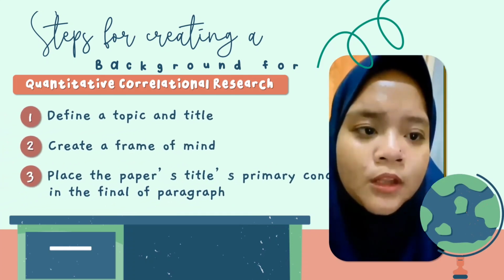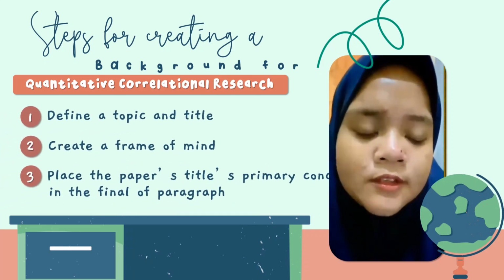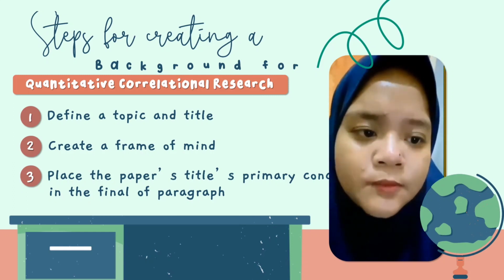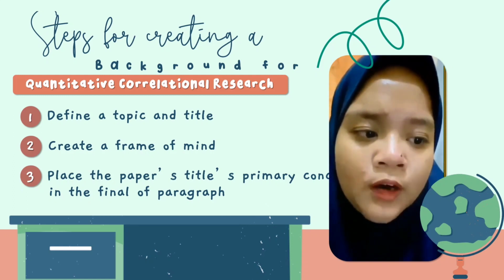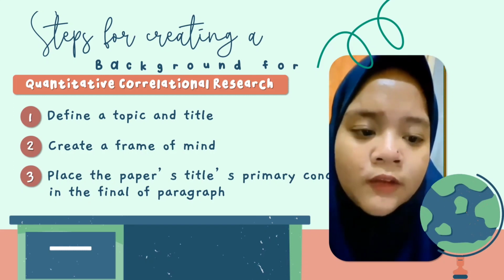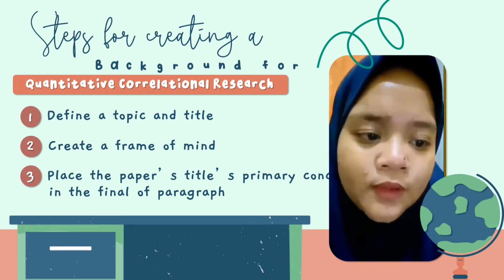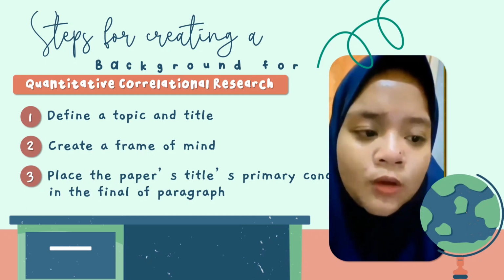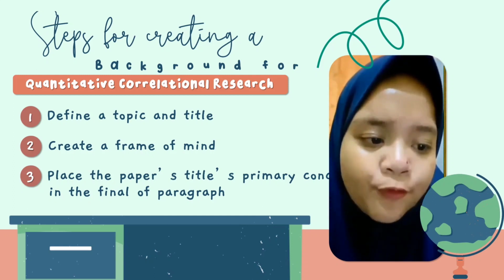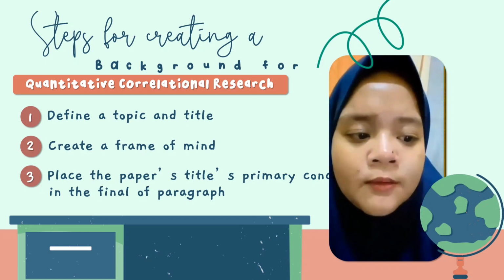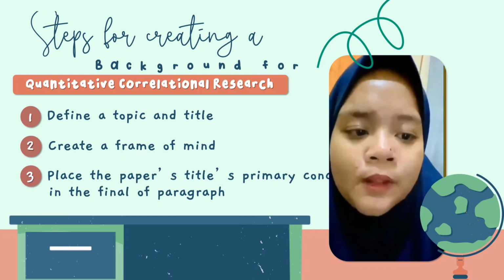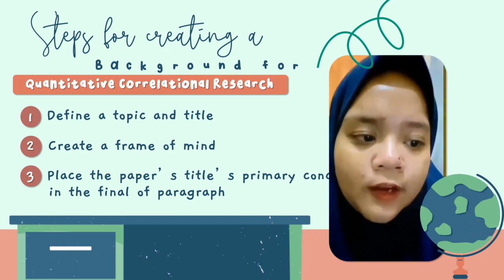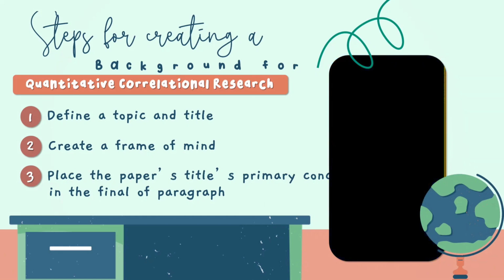I will explain my material about quantitative research background. A quantitative research background is that first we outline the background. The following is an example of the steps for creating a background for quantitative correlation research. 1. Define a topic. 2. Create a frame of mind by determining the main idea for each paragraph. 3. Place the paper's title's primary concept in the final paragraph.